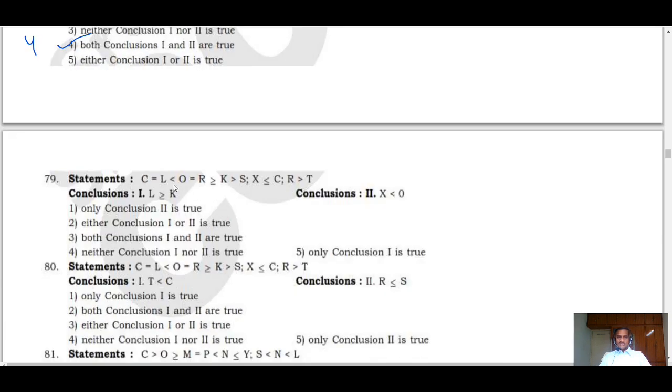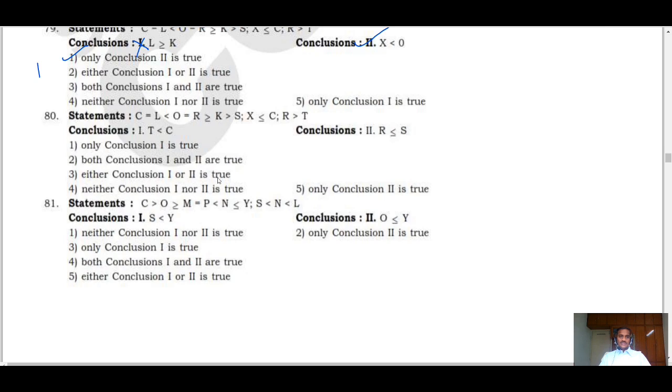Then 79, L and K. L is here, K is here. Two opposite symbols, no relation between these two. X and O. X is here, O is here. Which element is common? C is common. X lesser than or equals to C, C lesser than O. X lesser than O is definitely true. And so what is your answer? Only 2 is true, that is choice 3 for 79.